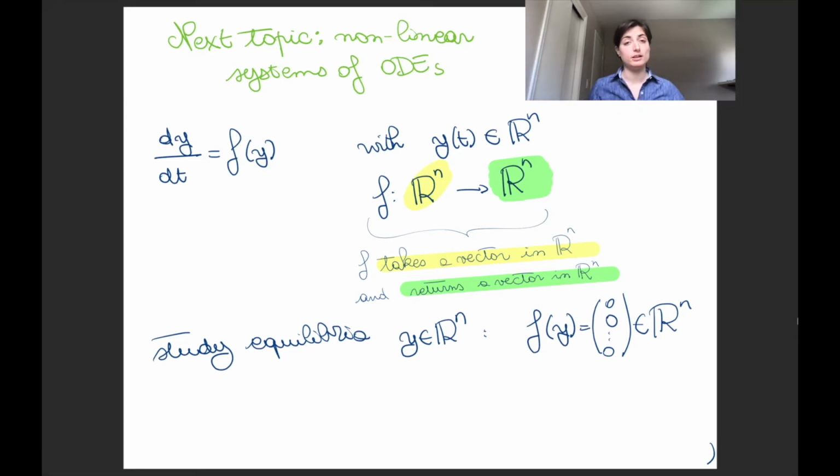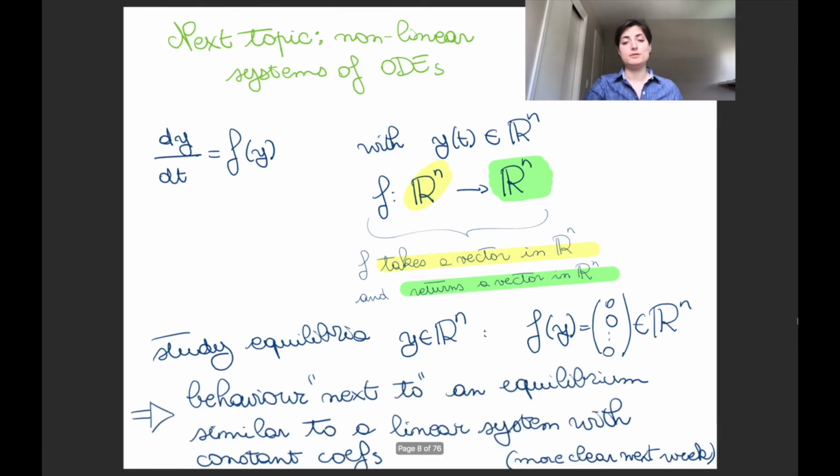The first thing we do when we are faced with nonlinear ODEs, and this is true across the board, whatever nonlinear ODE you want to talk about, the first step is always the same. The first step is studying equilibria. So finding a vector y in R^n such that its derivative is equal to 0. That means finding y such that f of y is equal to the vector of zeros in R^n. If that is true, then y prime is equal to 0. That means that if you start at y as your initial condition in your ODE system, you're going to stay there for all times. This is an equilibrium.